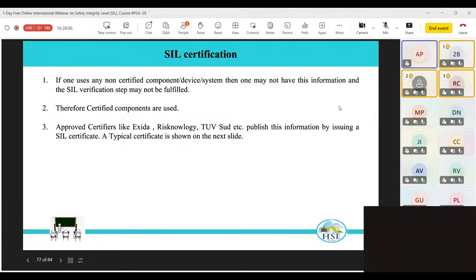But because there is no way to find out whether it meets your requirement, because the end users or the system integrators may not be knowledgeable persons, that's why certified components are used. A third party certifies these components, and that is the way you end up with a certified system. Approved certification bodies like exida, Risknology, TUV, etc. publish this information by issuing a SIL certificate. A typical certificate is shown in the next slide.